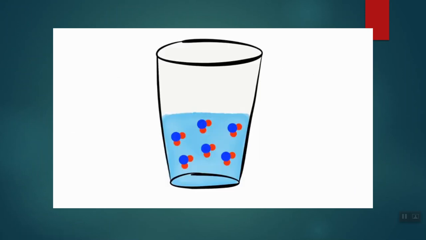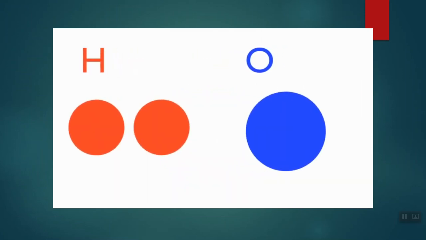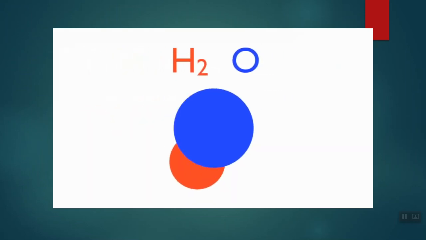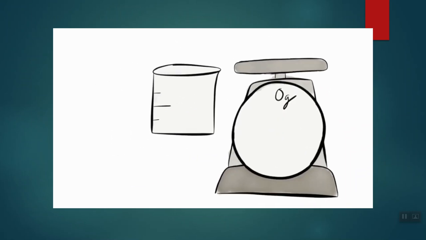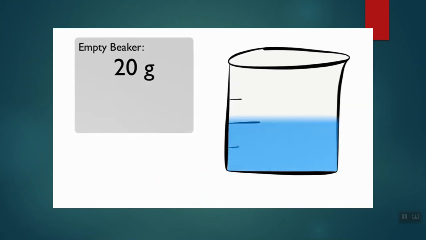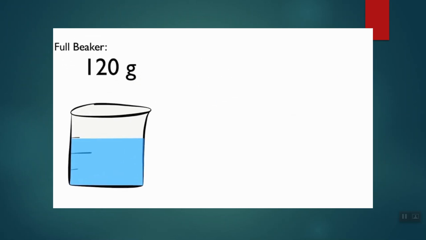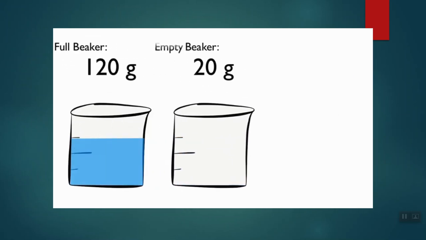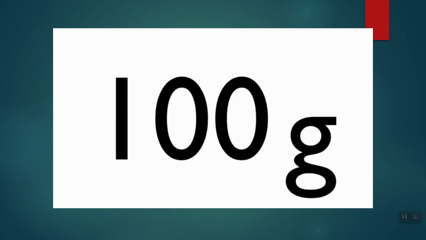Density. Just like all matter, water has physical properties that can be measured and calculated. To find the mass of water, you need a beaker and a scale. First, find the mass of the empty beaker. Then, fill the beaker up with your desired amount of water. Next, use the scale to find the mass of the filled beaker. To find the mass of just the water, we need to subtract the mass of the empty beaker from the full beaker. Our sample is 100 grams.